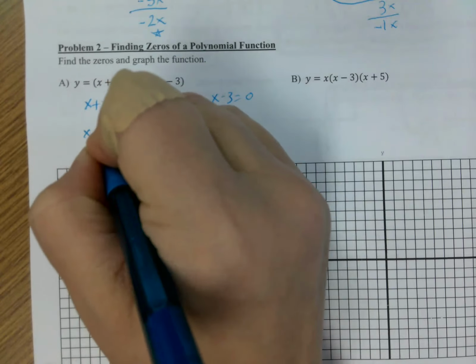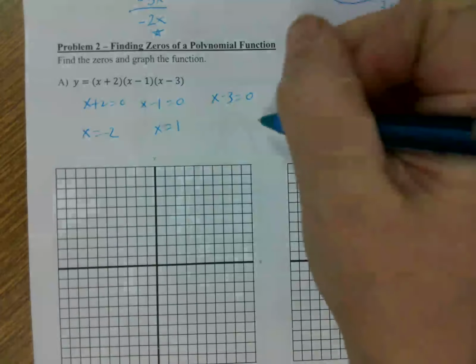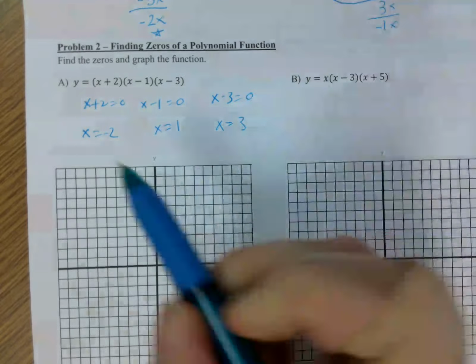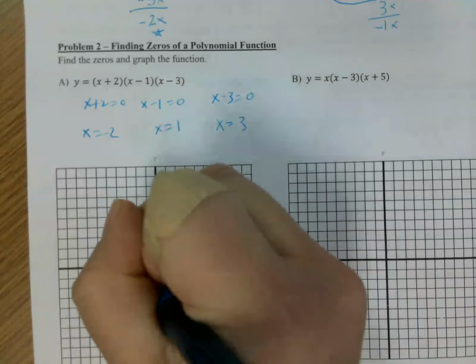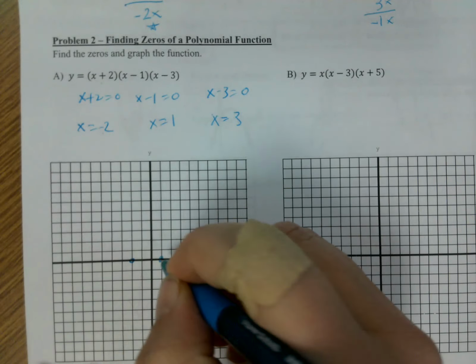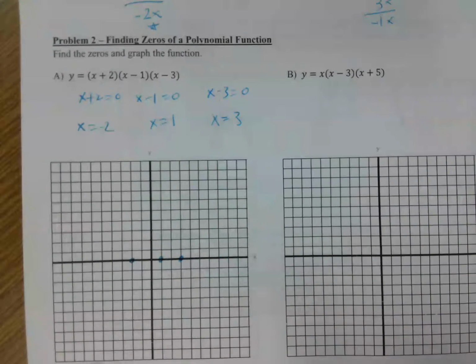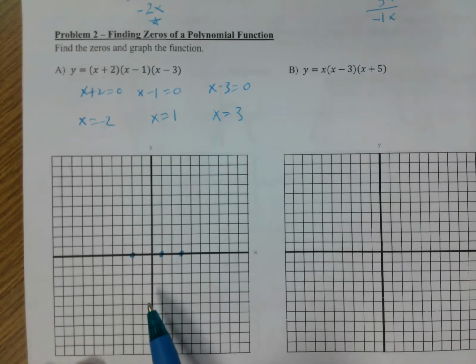If I'm going to solve this, I have x equals negative 2, I have x equals 1, I have x equals 3. So at negative 2, I can plot a point here. At negative 2, at 1, I can plot a point. And at 3, I can plot a point. You can use your graphing calculator for this next part, but you do not have to.